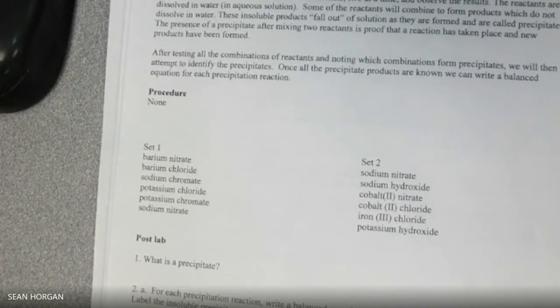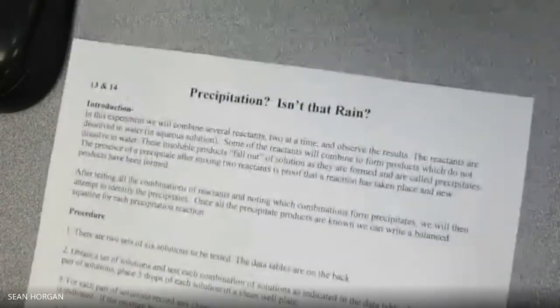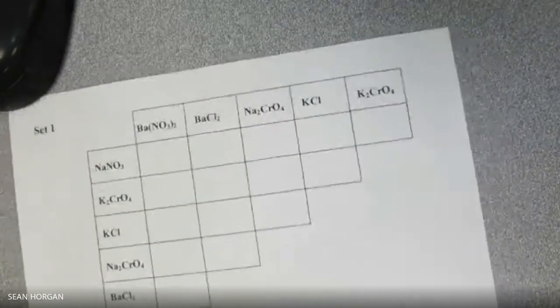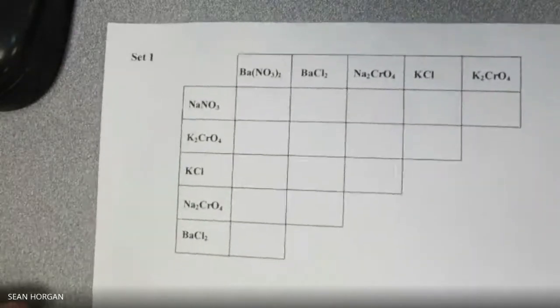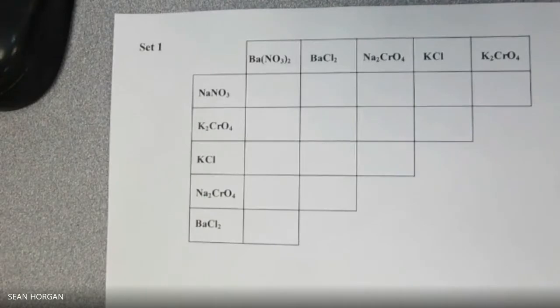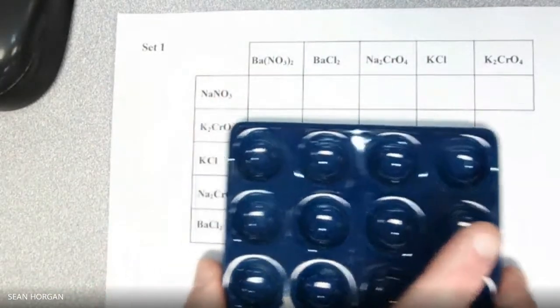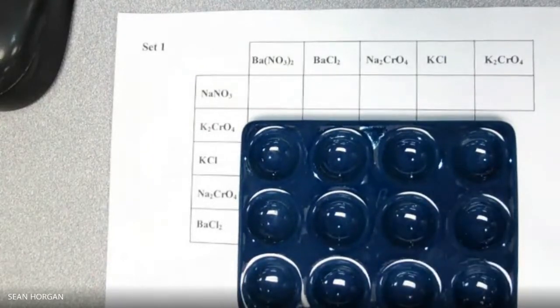Okay, so we have two different sets, and I have this diagram here, which you don't, because I made this myself. That's set one. And this is a table, so I can go ahead and do stuff on it. Now, this is my well plate. And what I'm going to do is I'm going to take NaNO3.